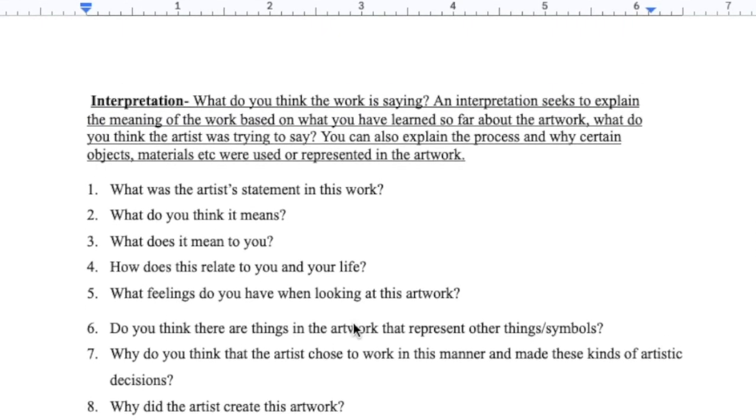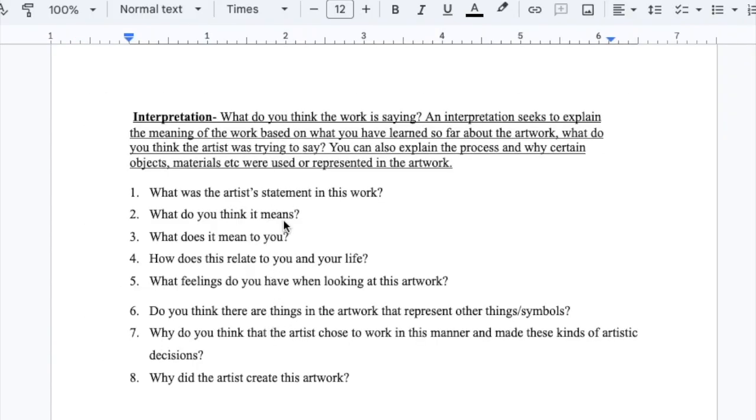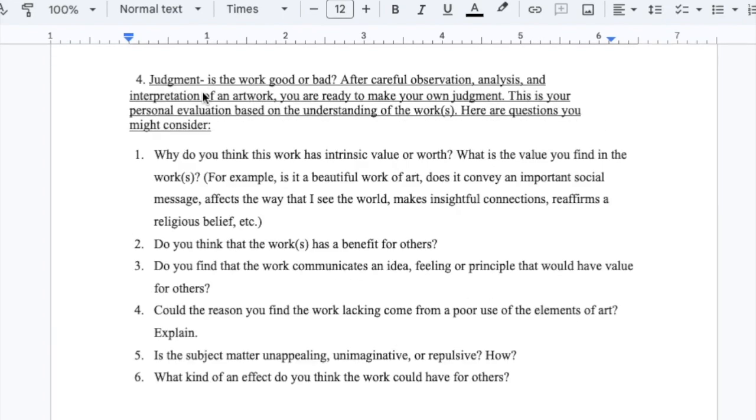All right, so this would be the interpretation. Remember, these questions should be answered in a paragraph. All right, it can be more or less depending on the artwork that you're doing or looking at.